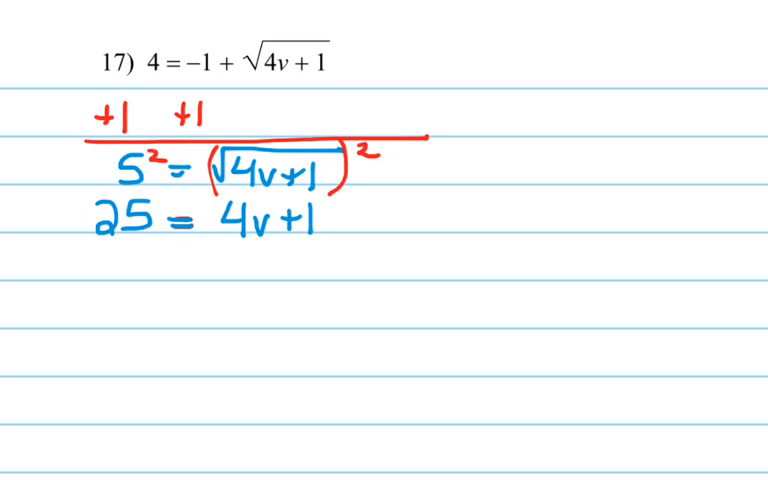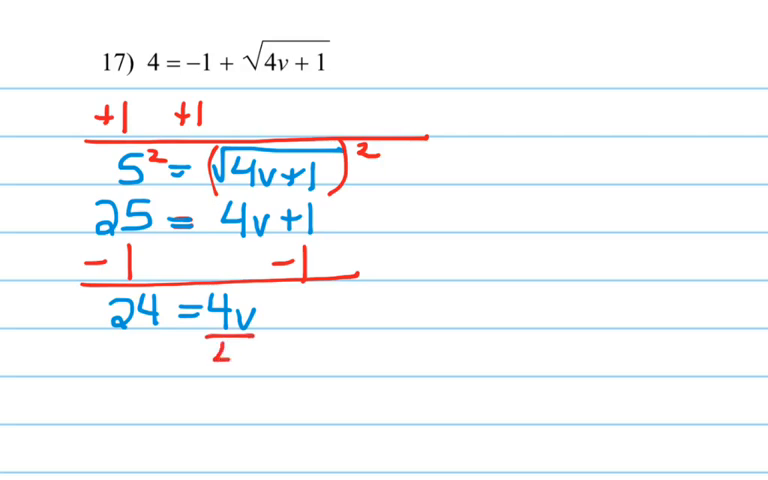Now I need to solve for v. Subtract 1 gives me 24 is equal to 4v. Now I need to separate the 4 away from the v by dividing. And so 6 is equal to v.